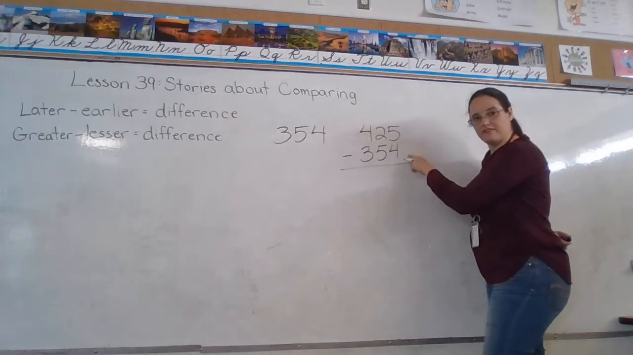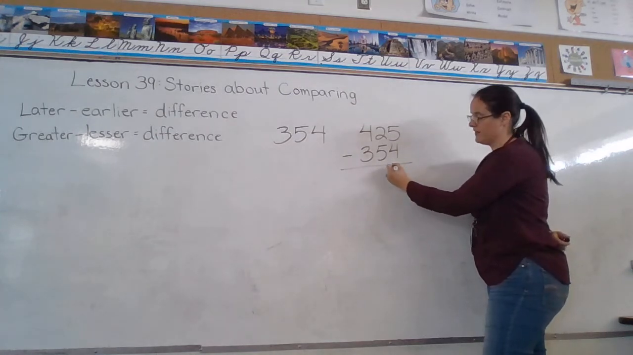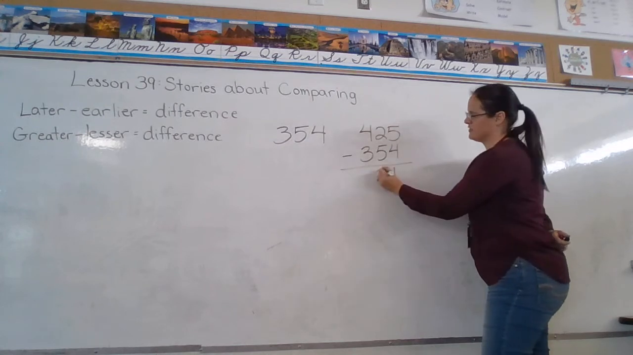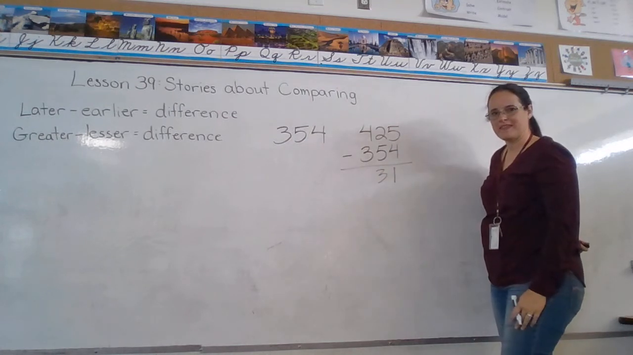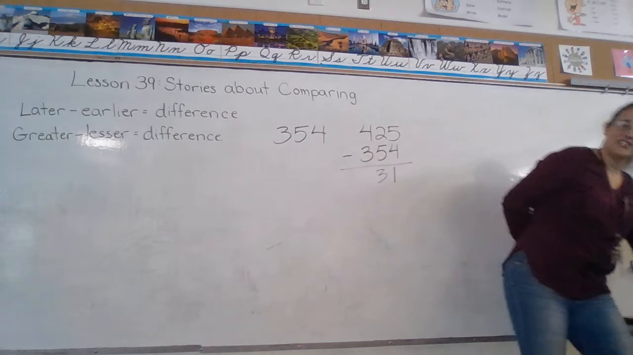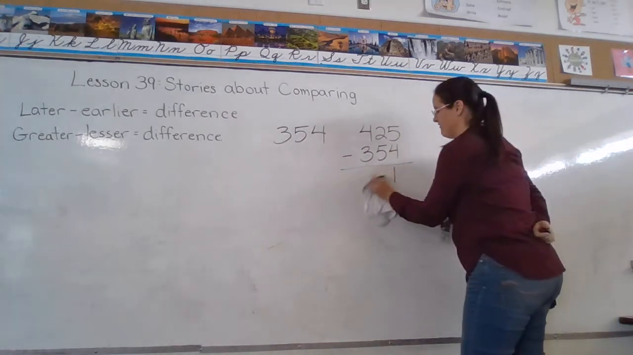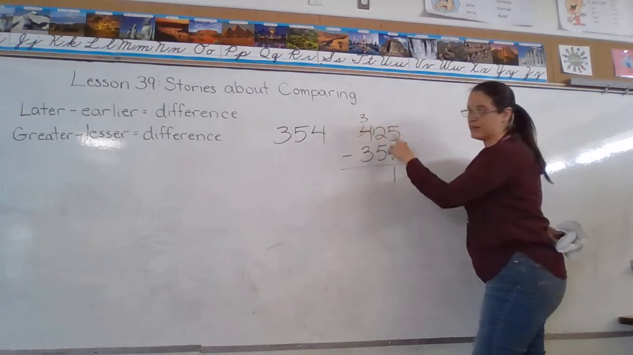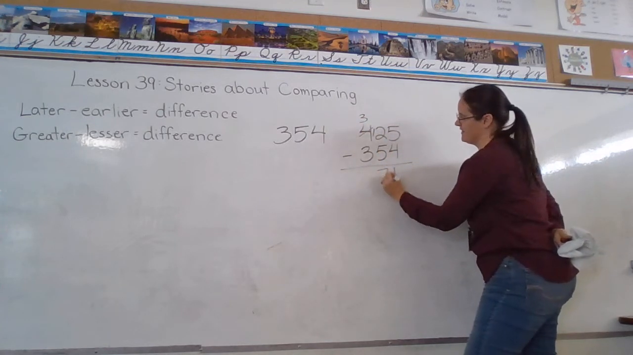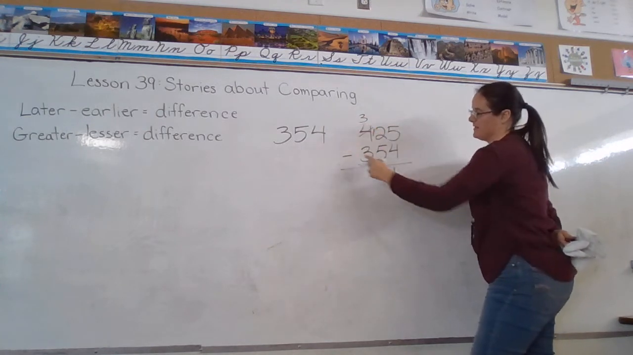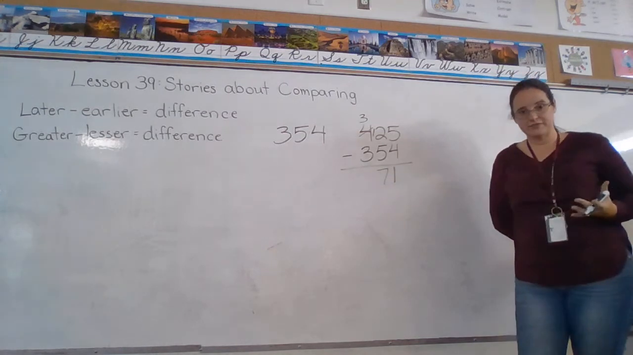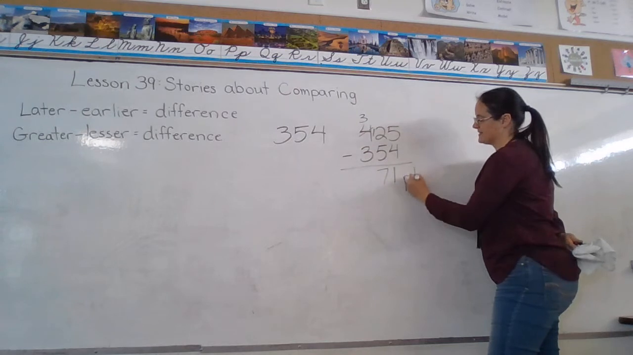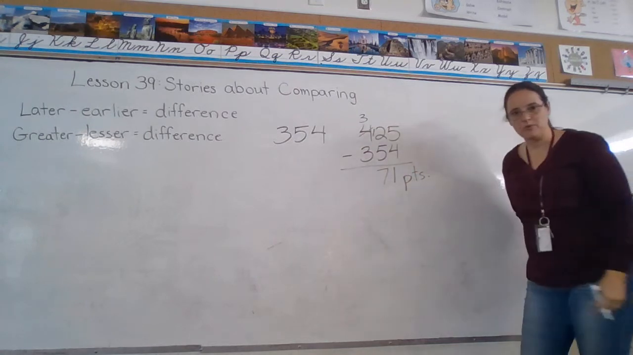And now 5 minus 4 gives me 1. 2 minus 5 is 3, right? No, I can't do that. I can't take 5 away from 2. I have to borrow. So now 12 minus 5 gives me 7. 3 minus 3 gives me 1. What's the difference in their scores? 71 points. And I'll just abbreviate points there.